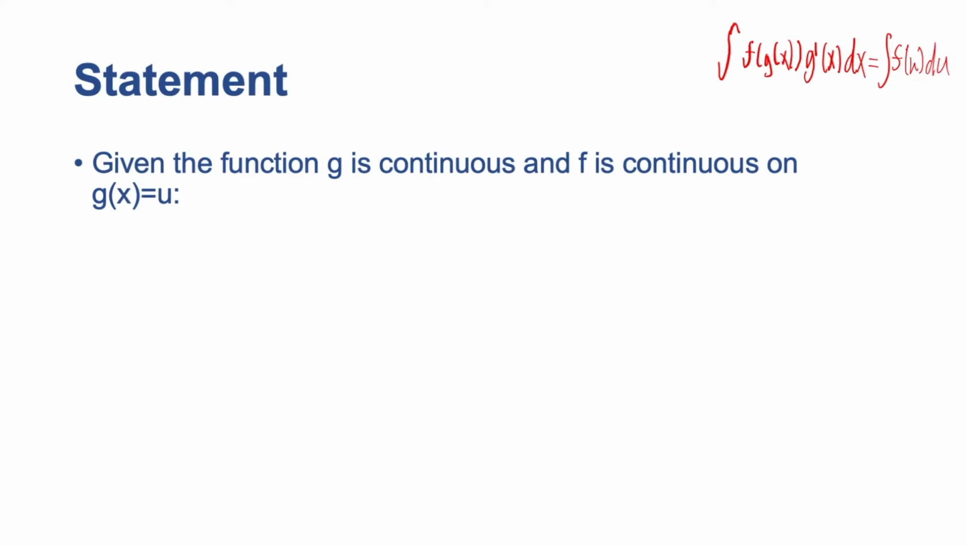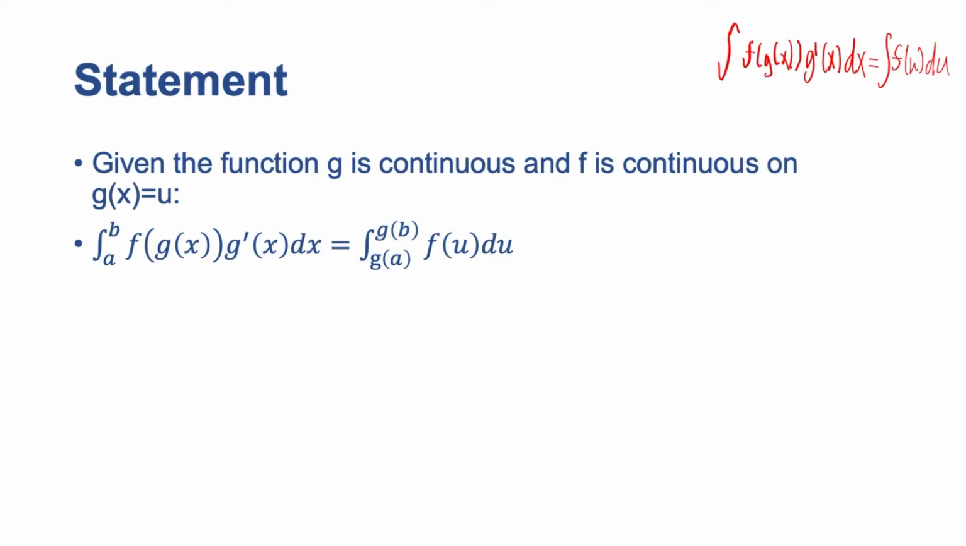So now that we know that our function g is continuous and our function f is continuous on our given interval, then we can say that if I want to take the definite integral from a to b of f of g of x times g prime of x dx, then that's going to be equal to the integral from g of a to g of b of f of u du. What this is basically saying is we need to change our bounds if we're going to change our variables, if we want to solve this easily.